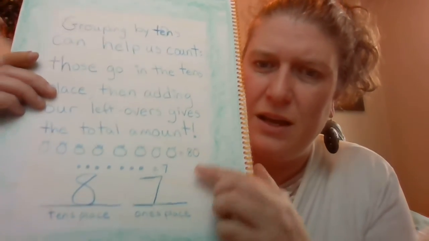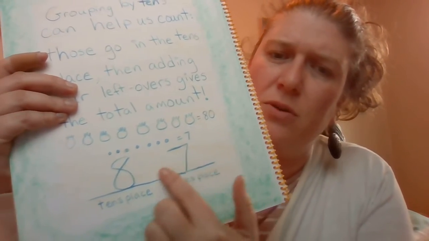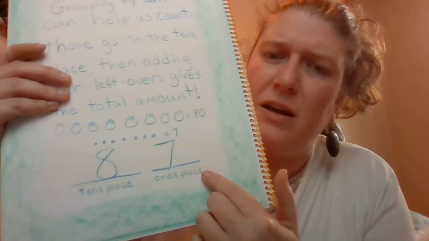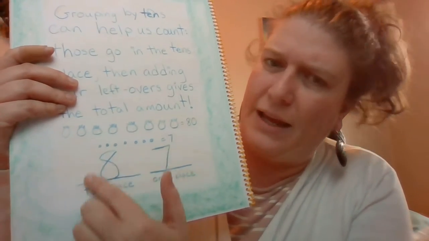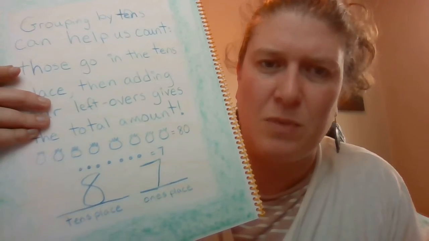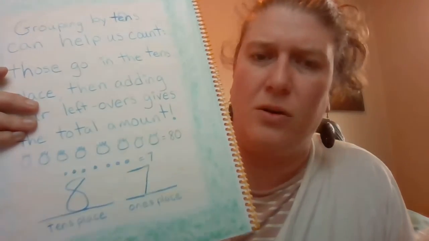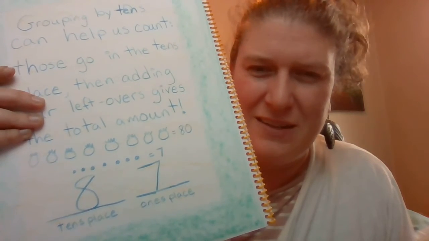There's my 7. And down here I made a special label. So when we wrote our number 87, I showed you that our 8 is in a spot called the tens place. And our 7 goes in a spot called the ones place.